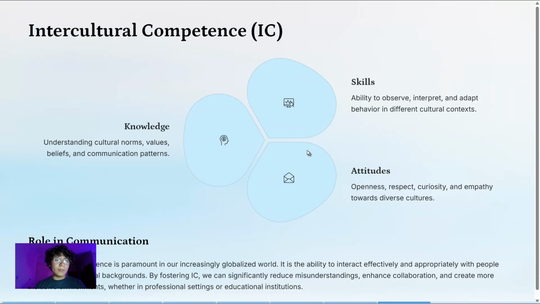Now let's move to intercultural competence, which is essential in cross cultural communication. Intercultural competence is the ability to interact effectively and appropriately with people from different cultural backgrounds. It includes three main components, as you can see on the screen: knowledge, skills, and attitudes. Knowledge means understanding cultural differences, such as Hofstede's dimensions. Skills means being able to observe, interpret, compare and adapt. Attitudes means showing openness, curiosity, respect, and avoidance of judgment. So intercultural competence allows us to communicate in ways that reduce misunderstanding and build positive relationships.